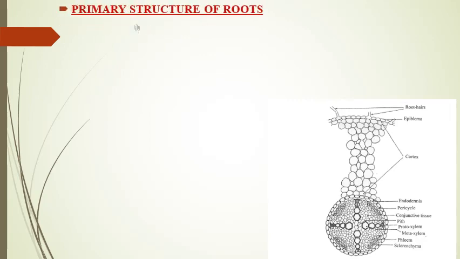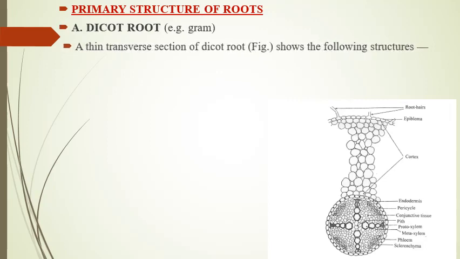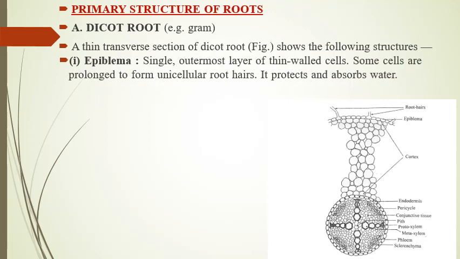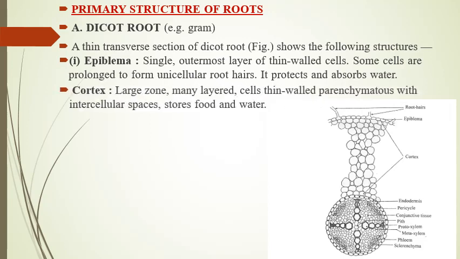Primary structure of root. First one is dicot. Gram is a dicot. A thin transverse section of dicot root shows the following structures. The outermost layer is epiblema, a single outermost layer of thin walled cells. Some cells are prolonged to form unicellular root hairs. It protects and absorbs water.